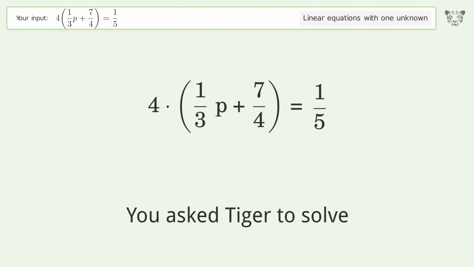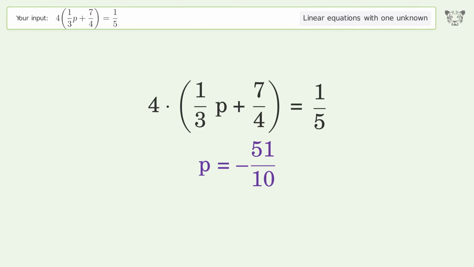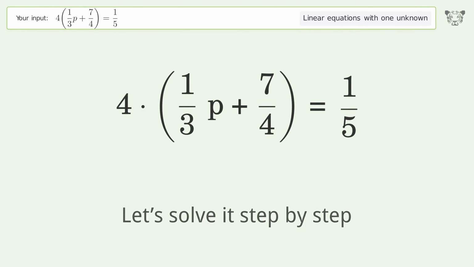You asked Tiger to solve this. It deals with linear equations with one unknown. The final result is p equals -51/10. Let's solve it step by step.